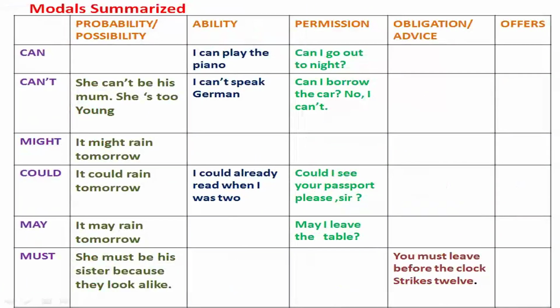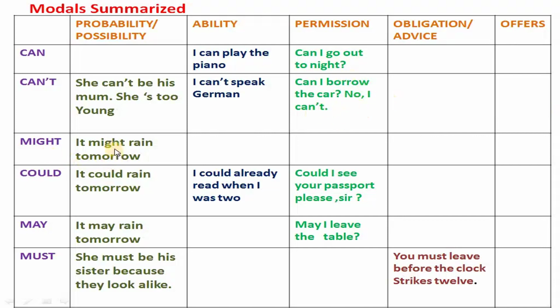Modals summarized, same continuation. Here probability, ability, permission, obligation and offers. First one is can. I can play the piano. That is ability. Can I go out tonight? This is permission. Can't, negation. She can't be his mum. She is too young. It is probability or possibility. I can't speak German. It's ability. Can I borrow the car? No, I can't. This is permission.